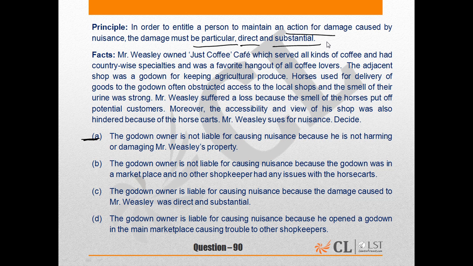Now the fact says Mr. Weasley owned Just Coffee Cafe, which served all kinds of coffee and had countrywide specialities and was a favorite hangout of all coffee lovers.